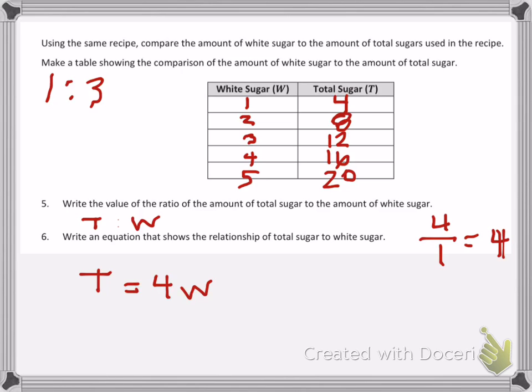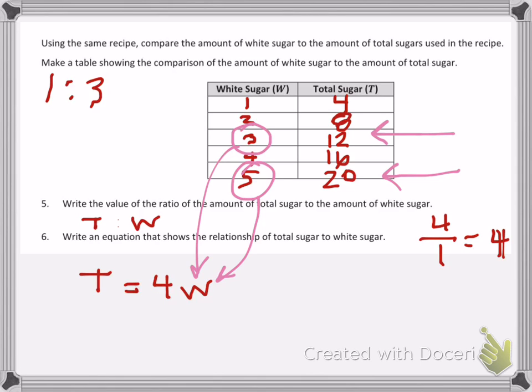Is that true? Well, let's see. If I chose 3 cups of white, put that 3 in for W. 4 times 3 is 12. That's what it's supposed to be. Looks like it works. Put a 5 in for W. 4 times 5 is 20. That's what it's supposed to be. So we can see that the equation helps us to find the total number of sugar when we know how many cups of white there are. All right? That's the idea.